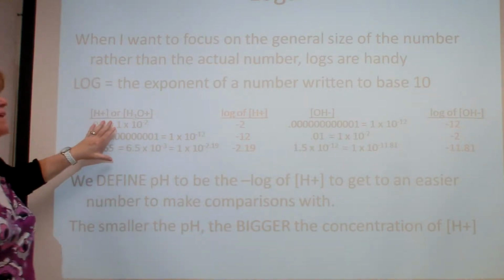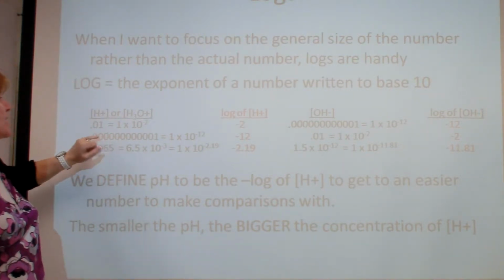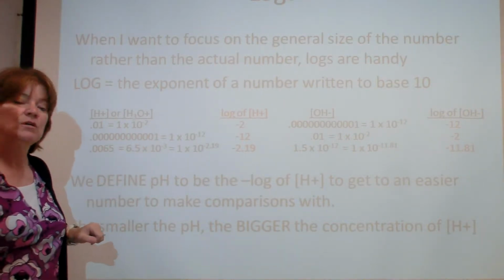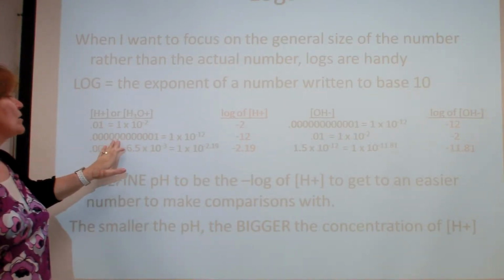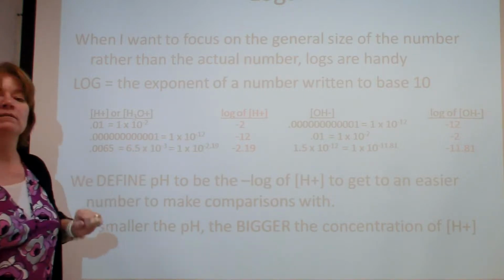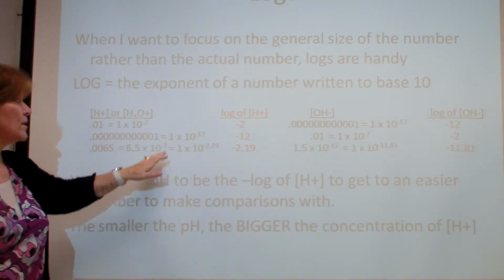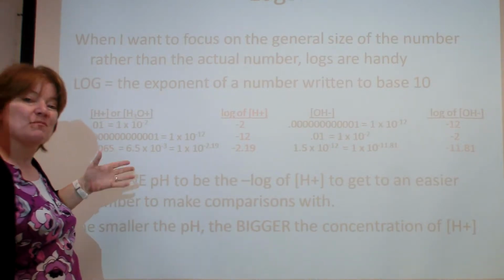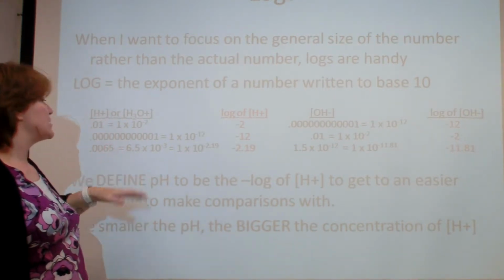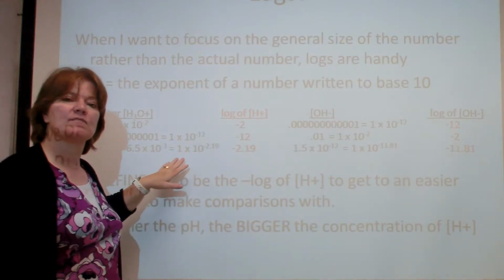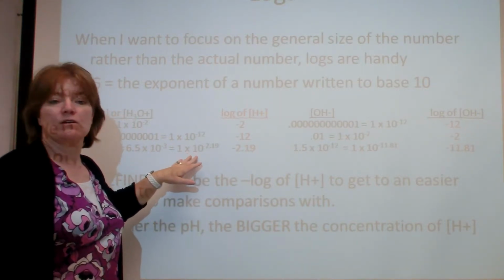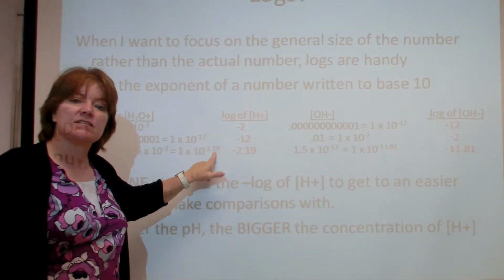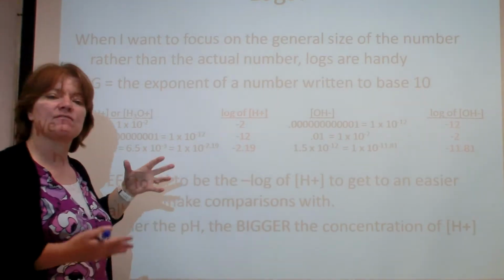So look at these different values I could have for H plus. I could have 0.01, which in scientific notation is 1 times 10 to the negative 2. I could have 0.00000000001, a much smaller number, and it's 1 times 10 to the negative 12. I could also have some number that doesn't have ones in it, 0.0065, which could be written as 6.5 times 10 to the negative 3, or I could write that as 1 times 10 to the negative 2.19. The unevenness of this number is how the 6 and the 5 kind of pull into it.